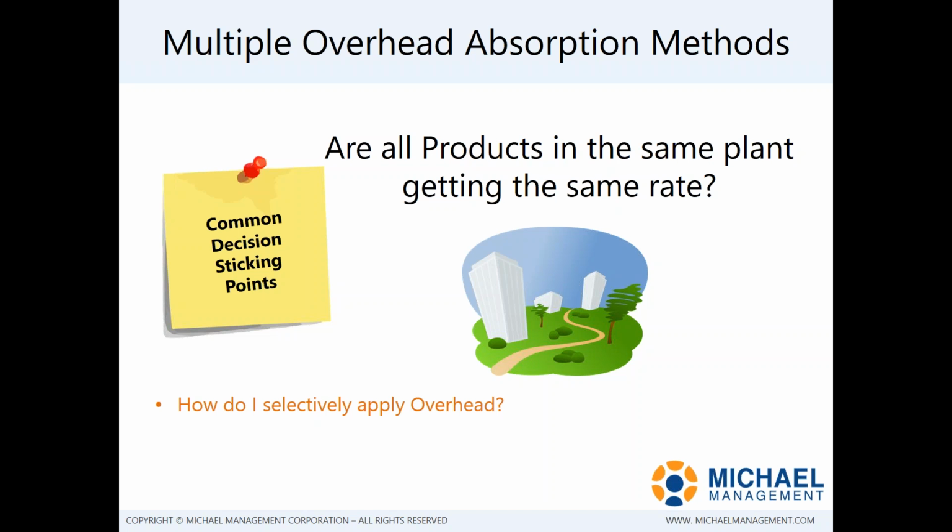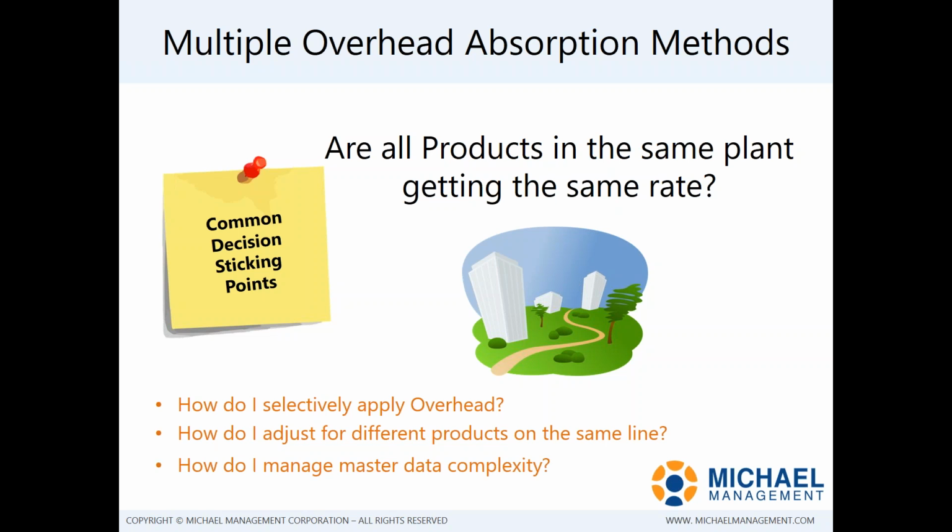So common questions that arise are, how do I selectively apply overhead in SAP when products are in the same place or in the same factory environment? How do I adjust for different products that are on the same production line? You might have a very common production line going through, but some products might absorb a lot more overheads than others, and you might be struggling to decide what is the best way to differentiate different products in terms of the way they absorb overhead.